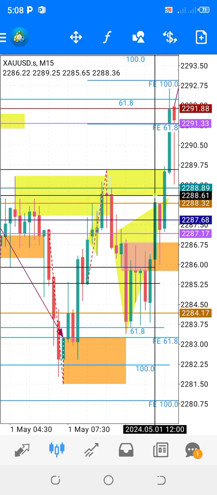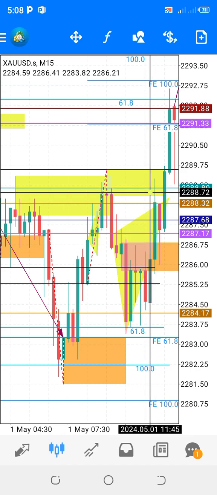So here we are using the full 40 pips because this is a trend entry. So trend entry, we are taking a full 40 pips of our stop loss. So 2288.7 to 2284.7. That's our stop loss.